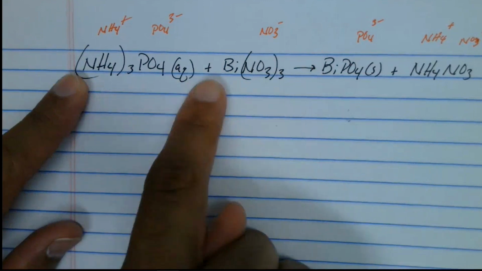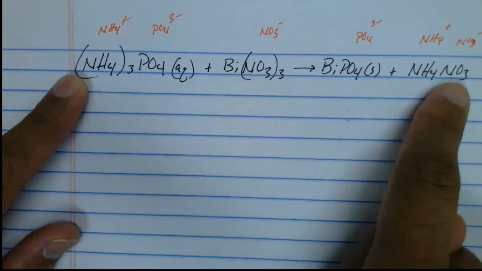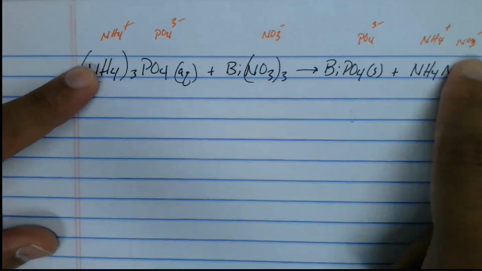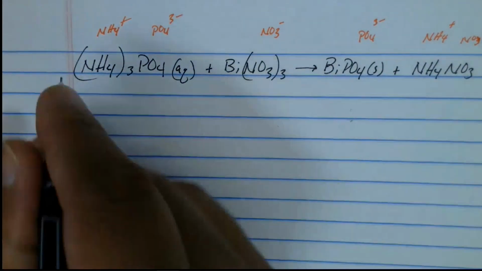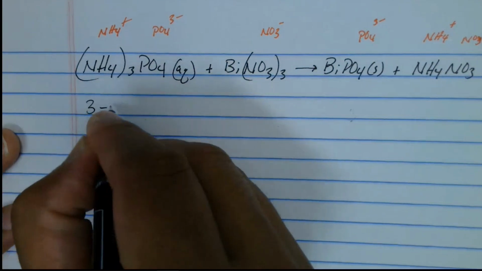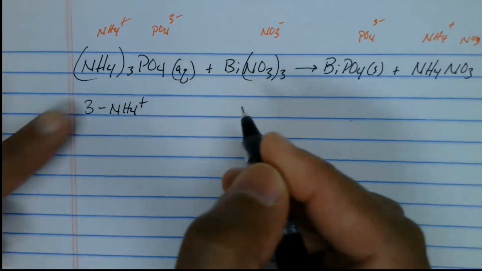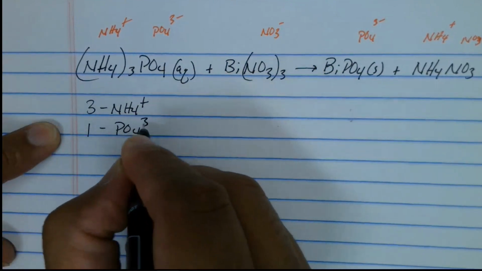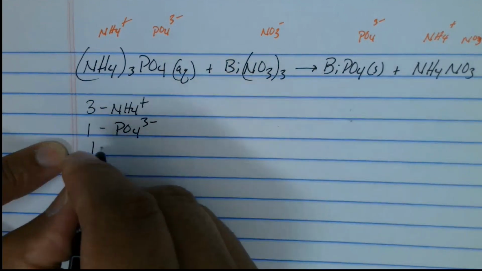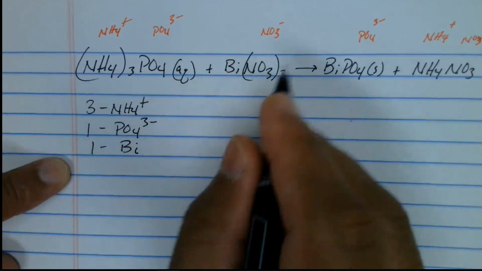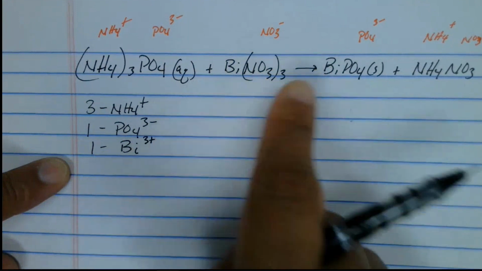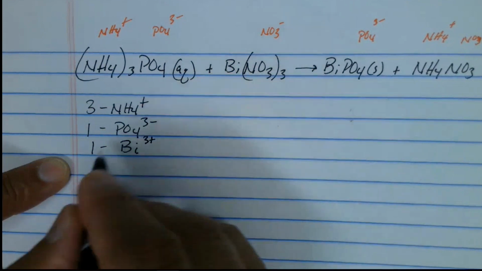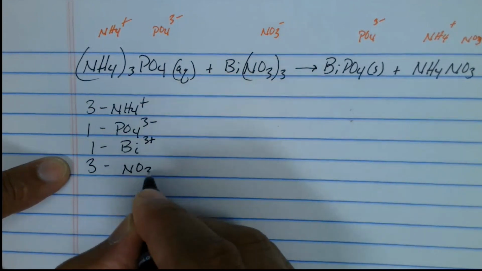Instead of counting nitrogens, which are all over the place, instead of counting oxygens, which are all over the place, if you can identify the polyatomics, if there's polyatomics present, well, then let's just count the polyatomics. There's 3 ammoniums, there's 1 phosphate, there's 1 bismuth, and by the way, bismuth is a 3 plus, because we know that nitrate is a 1 minus, and there's 3 of them.